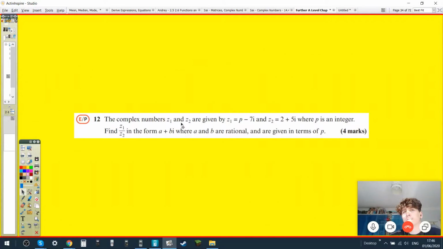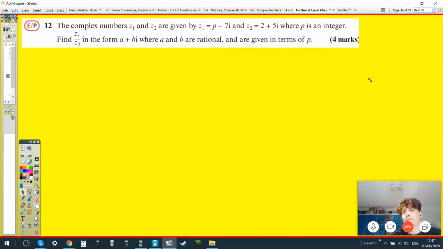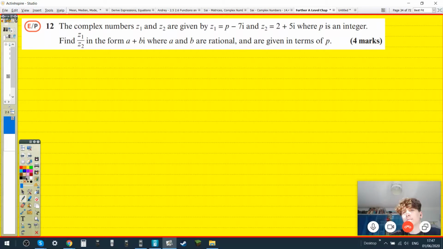Let's see this one. Let's just do the start of it. I think once you reach the important bit, you'll be fine.